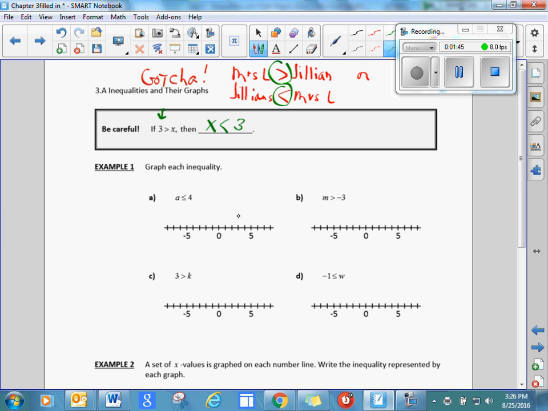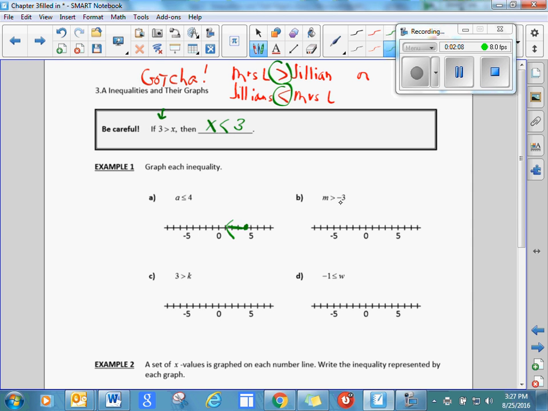So if we look at a couple of these graphing situations, these are really straightforward. The first one, I ask myself, is the variable on the left? Sure is. Find positive 4. My circle is closed, because of the line underneath the inequality symbol. I want all the numbers that are smaller or equal to 4, so I'm shading that way.